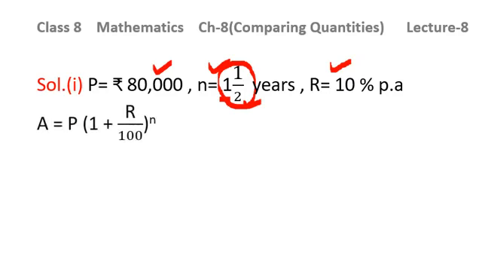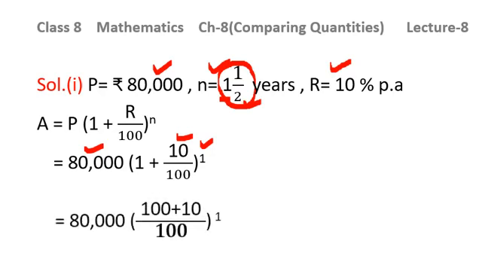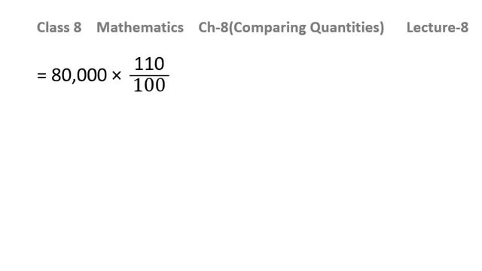So we are using the formula: amount is equal to principal into 1 plus r over 100 raised to the power n. This formula we know. Putting the values, as I told you, we are taking here n is equal to 1. Rate of interest is 10%, so 10 over 100, and the principal is 80,000. So after solving the bracket, it will be 100 plus 10 over 100 raised to the power 1 into 80,000. So 80,000 into 110 over 100 will give you 88,000. Now this amount will be the principal for the next half year.